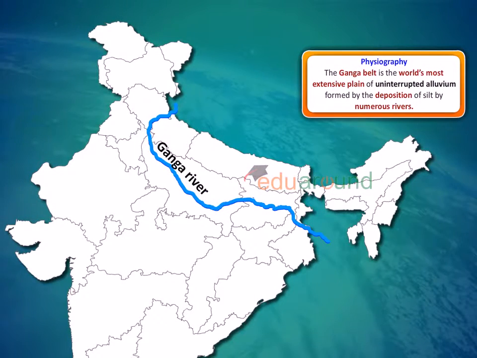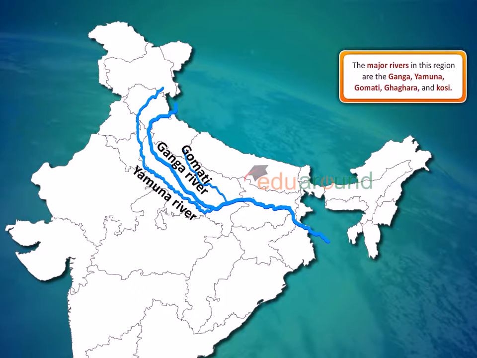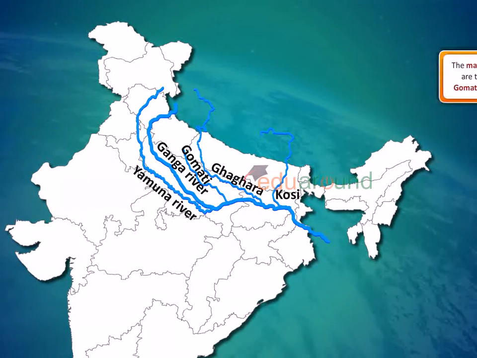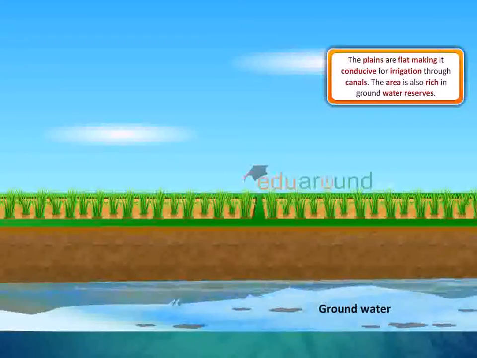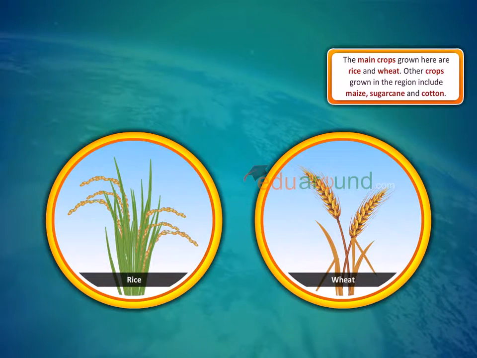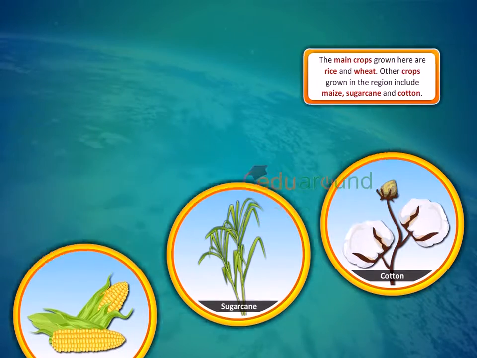Physiography. The Ganga Belt is the world's most extensive plain of uninterrupted alluvium formed by the deposition of silt by numerous rivers. The major rivers in this region are the Ganga, Yamuna, Gomti, Ghaghara, and Kosi. The plains are flat, making it conducive for irrigation through canals. The area is also rich in groundwater reserves. The main crops grown here are rice and wheat. Other crops grown in the region include maize, sugarcane, and cotton.